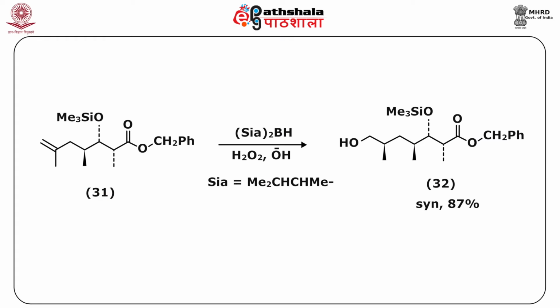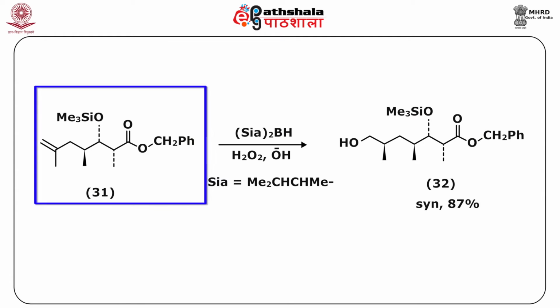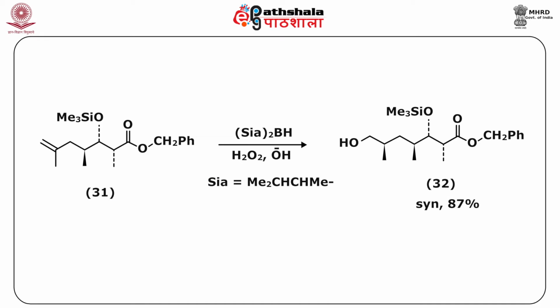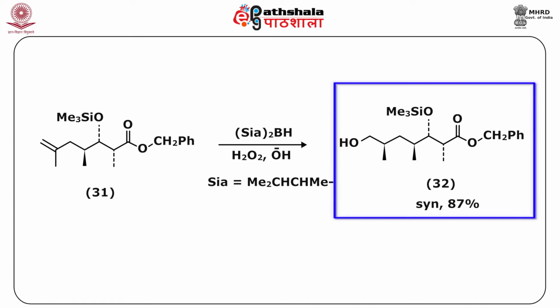If the double bond is adjacent to the chiral center, addition takes place to the less hindered diastereotopic face with moderate to high diastereoselection. Thus, in the hydroboration of the terminal double bond in the ester 31, diisopinocampheyl borane reacts from the side anti to 4-methyl, giving the 4,6 product predominantly in 87% yield.